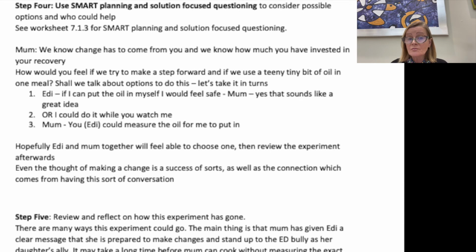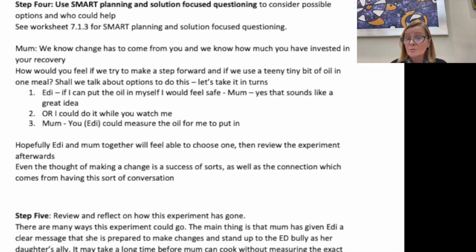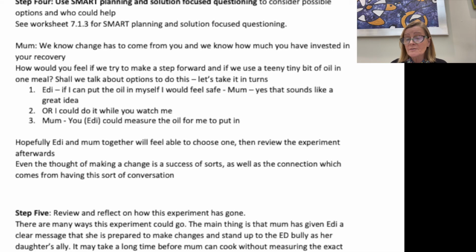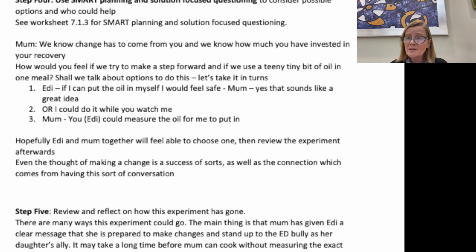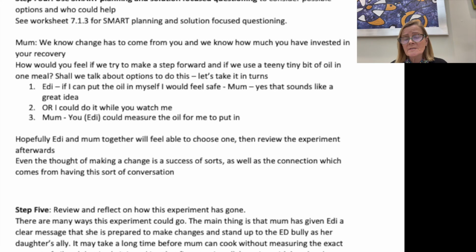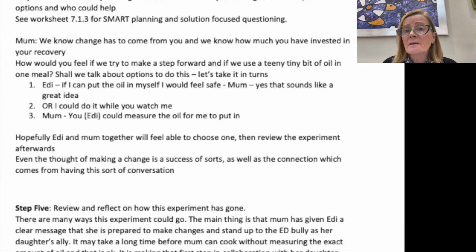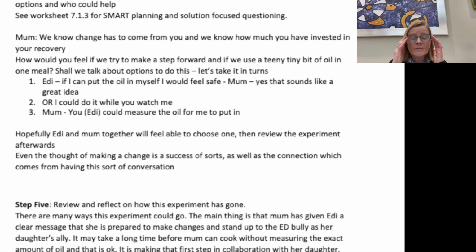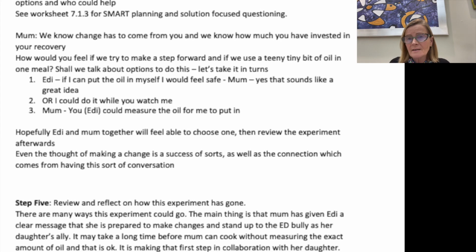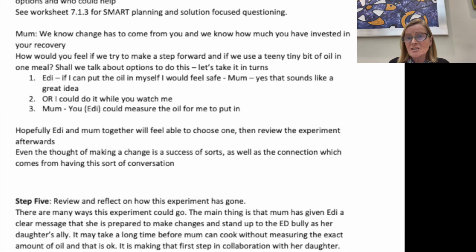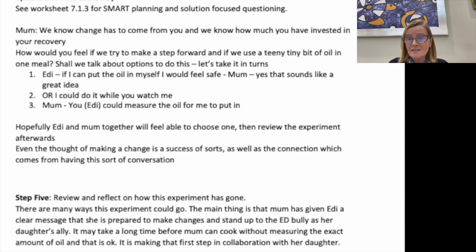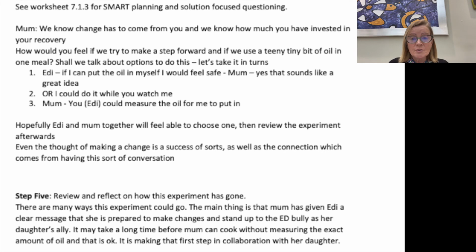And then, how would you feel if we try to make a small step forward and we use a teeny bit of oil in 1 meal? Shall we talk about options to do this? Let's take it in turns. And that can be a good way of opening up a discussion because very often the young person will say, well, I just don't know, mum, you tell me, it's too hard. So the change actually that mum's made here is having the conversation with Millie. So she's taken the courage to actually have this quite in-depth conversation around the fear of fat with her daughter.